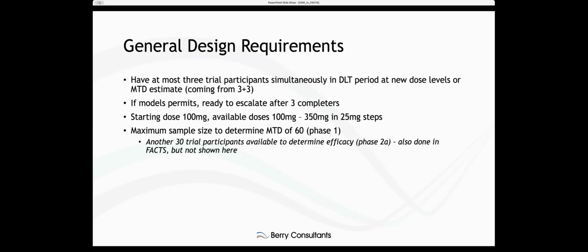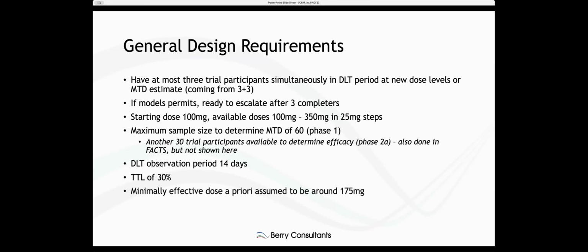We could do this in FACTS, and we would do this in FACTS, but seeing as there's a lot of material already going to be covered in this webinar, I'm not going to talk about this particular part today, but this might be material for a webinar in the future. Let's see. We assume that the DLT observation period is 14 days. We're targeting a toxicity level of 30%. And initial pharmacological data that we have might suggest that the minimally effective dose could be somewhere around 175 milligrams. And you will know later why this is important.